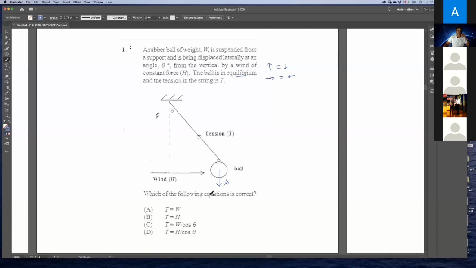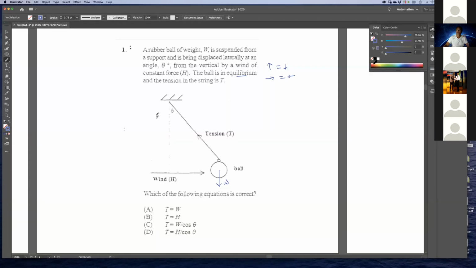And they want us to see which equation is correct. But the first thing we can do is write equations for equilibrium here. And in order for us to do that, we should really look at the components. So this is angle theta here. And this tension is acting like this. So the tension has a vertical component. Let's call it vertical component T1. And the tension also has a horizontal component. And let's call that horizontal component T2.